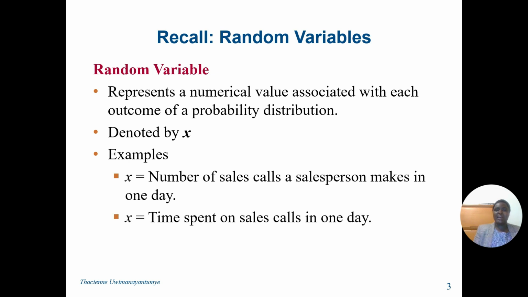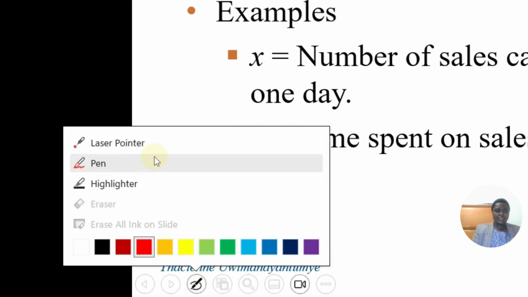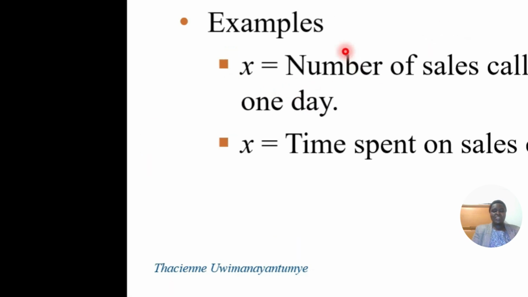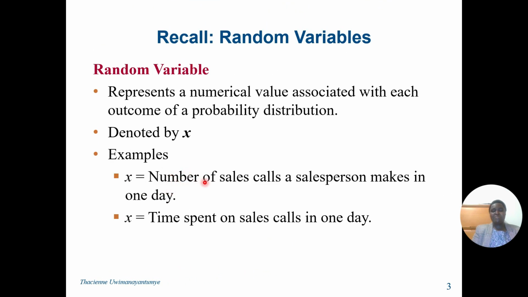And another example, time spent on sales calls in one day. So you see, these are two different things. In the first example, the number of sales calls, you can count them. You know, I made 1, 2, 3, 4, 5, 6, 7. I made, let's say, 7 calls. But when you are asked to count the time spent on sales calls, you cannot say 1, 2, 3, 4. You may say, let's say, 20 minutes, this is an interval.